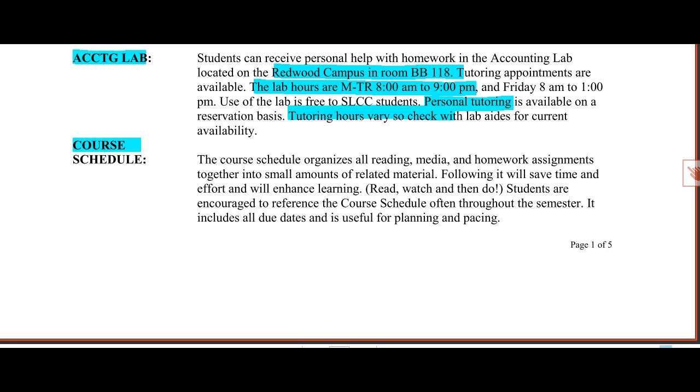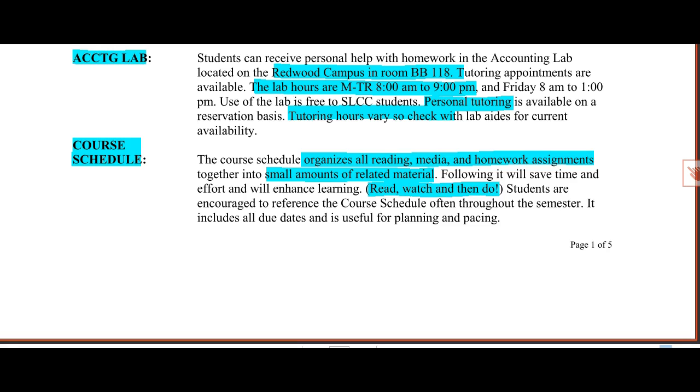You're going to be looking next at a video concerning the course schedule. I love the course schedule. I don't like making it. It's hard. It organizes all of your reading, your media, and your homework into small bite-sized pieces of related material. Following it will save you time and effort, and then you'll have a lot of hints on it too. This is the read, watch, and do. Read these pages, watch this media, do this work.